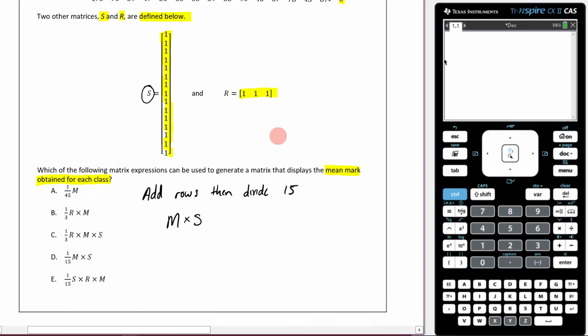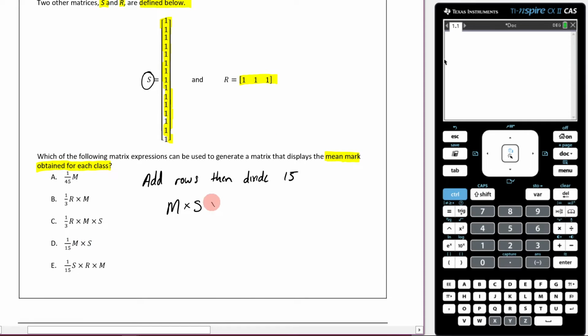So that means, looking at my options here, I want to times it by 1 on 15, which is the same as D. So 1 on 15, M times S. So remember, you want to post multiply, and you want to use your column matrix for it.